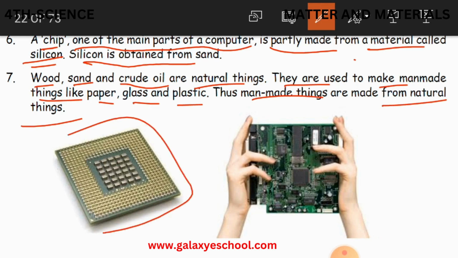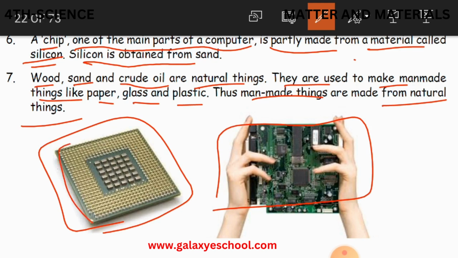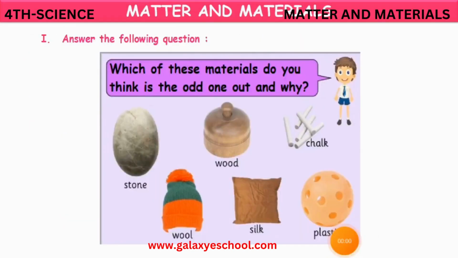And in this picture children, this is the chip. Outside it looks like this, but inside the chip you will have this type of look, where you have all these small tiny parts which are going to help the computer to function in a proper way. This we call a chip. Okay children, clear? Now, answer the following question.